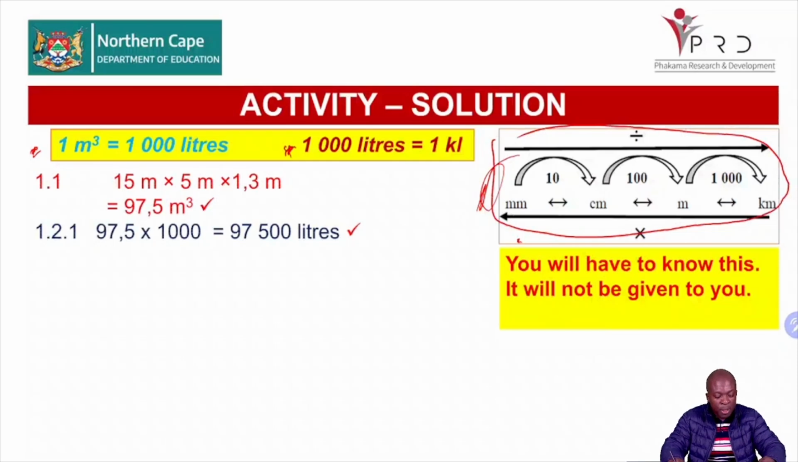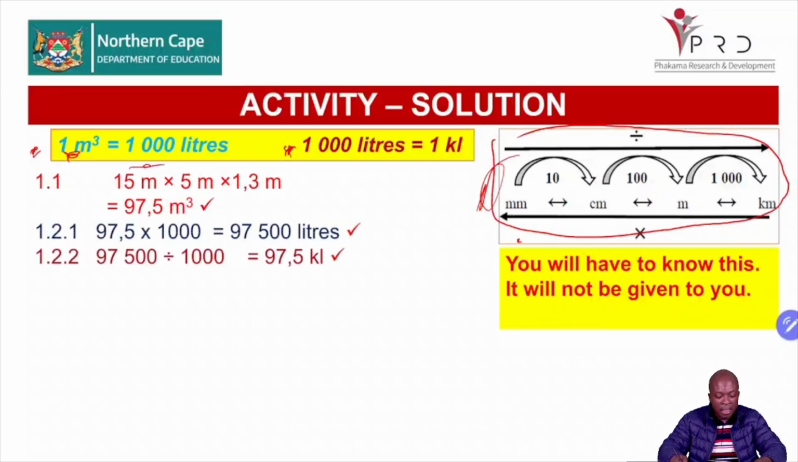All right, let's look at 1.2.1. They wanted us to convert the answer from meters cubed to liters. Meter cubed to liters. Every 1 meter cubed that you have is the same as 1000 liters. So now that we have 97.5, we multiply by 1000, and that is going to give us 97,500 liters.